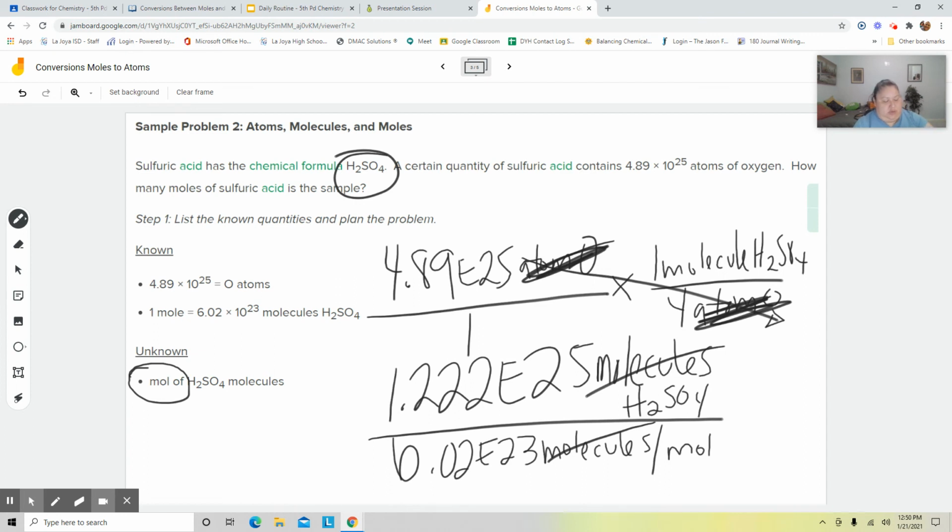1.222 e to the 25 divided by 6.02 e to the 23. I got a number that's bigger than 10 but smaller than 30. What's your number? What do I get if I were to divide these two numbers?